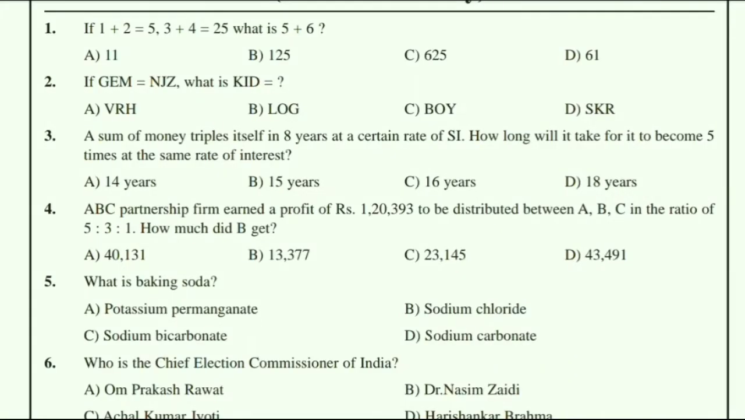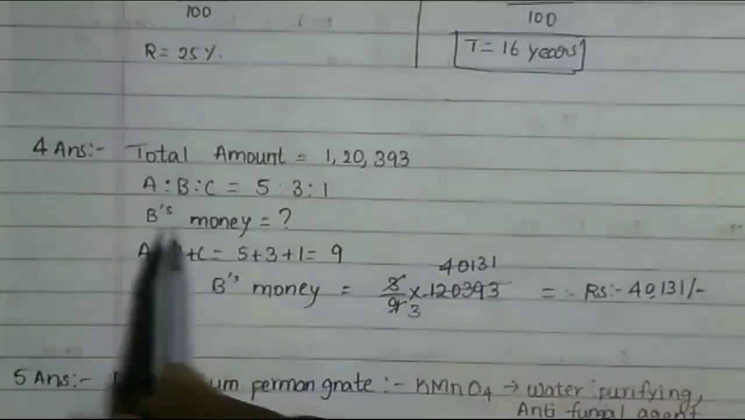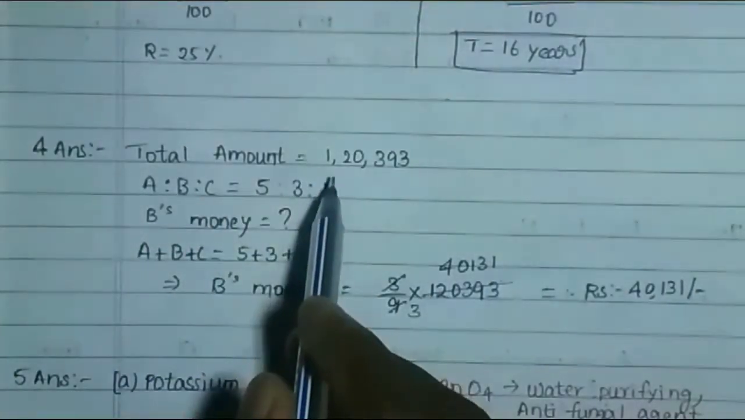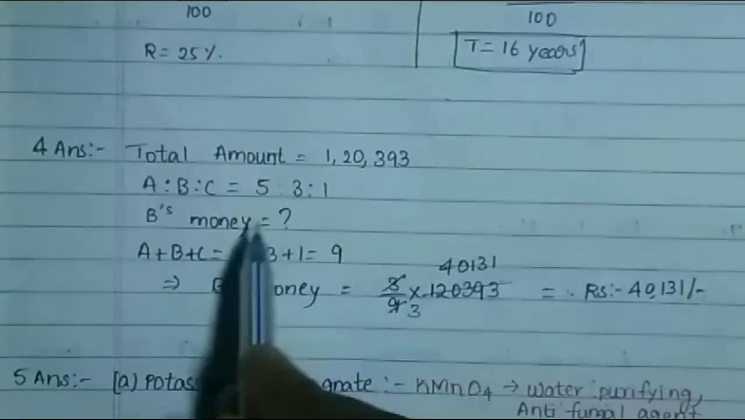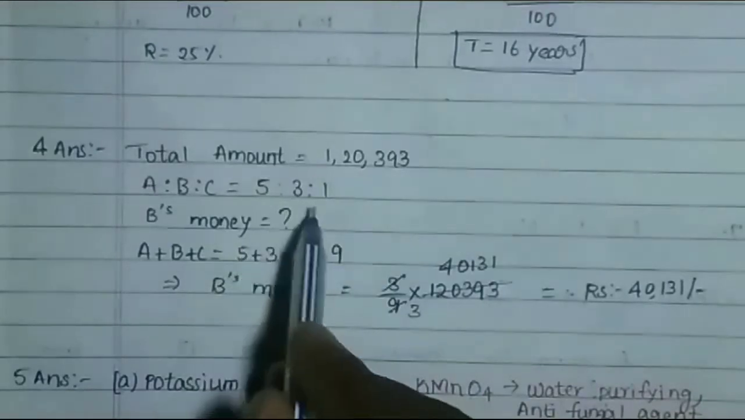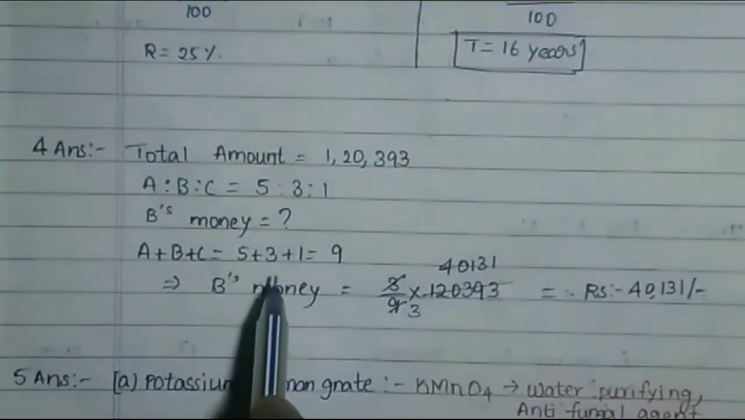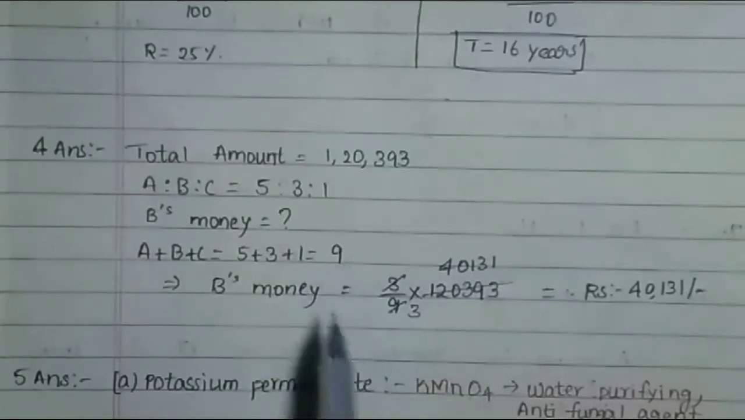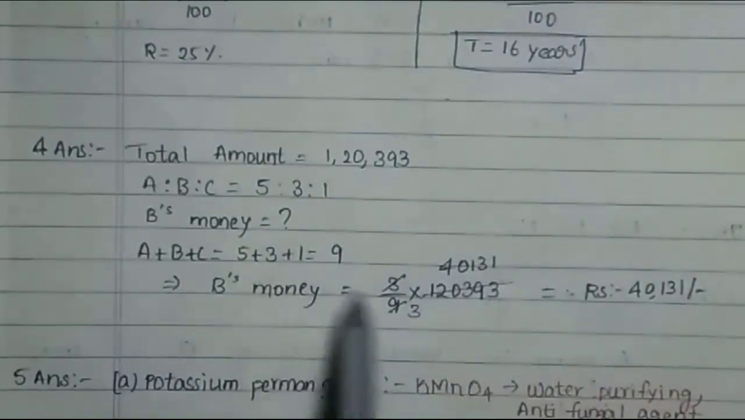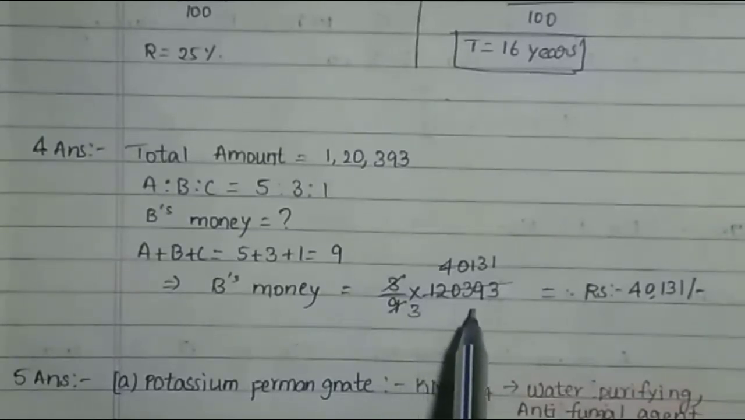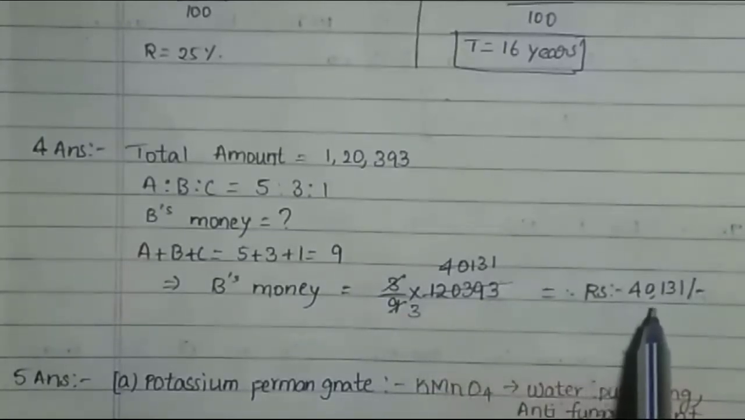ABC partnership firm earned a profit of rupees 1,20,393, which is to be distributed between A, B, C in the ratio 5:3:1. How much did B get? Here A, B, C together earned an amount of 1,20,393 and their ratio is 5:3:1, which implies A plus B plus C is equal to 5 plus 3 plus 1, that is 9, and B's amount is equal to 3 by 9 into 1,20,393, that equals 40,131, which is B's share.